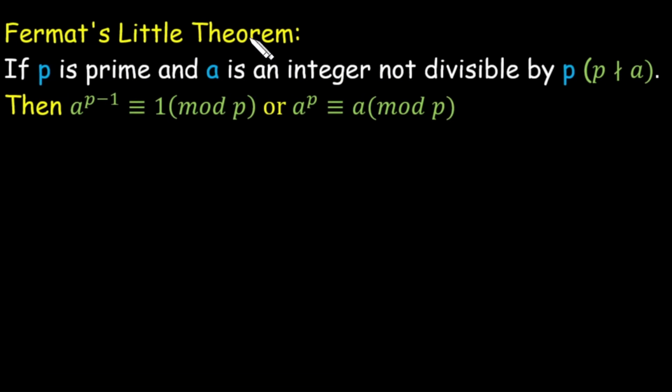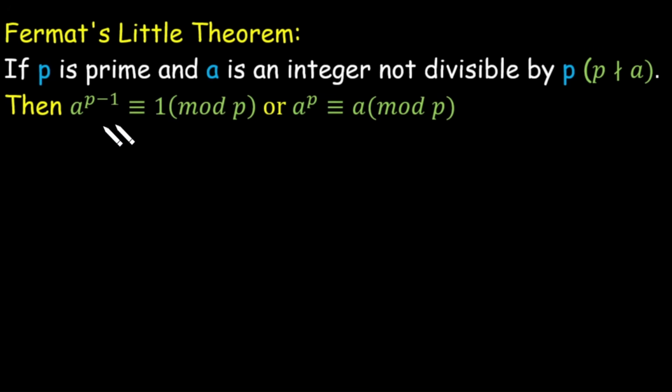Fermat's little theorem states that if p is a prime number and a is an integer that is not divisible by p, meaning p does not divide a, then in that case a raised to the power p minus 1 is always congruent to 1 mod p. Firstly, let's understand what this means using an example.